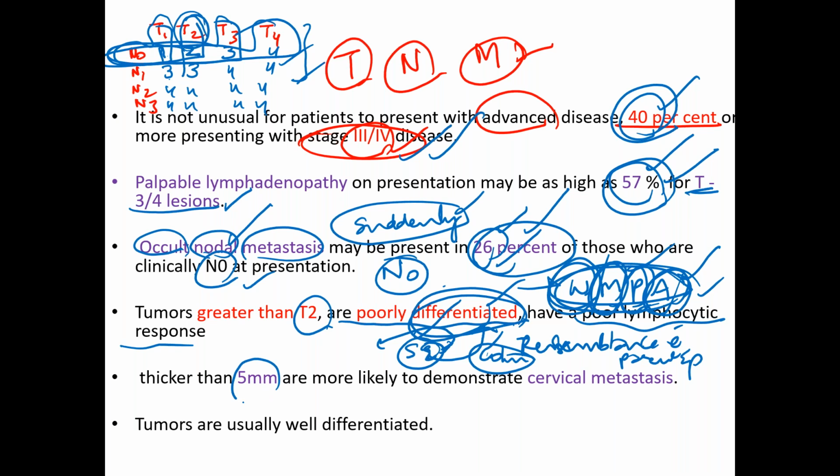Tumors thicker than 5 millimeters are likely to have cervical metastasis. Thickness, as you can see, is the thickness of the tumor. For example, if it is more than 5 millimeters, it can have cervical metastasis. These tumors are usually well differentiated if they are less than T2.